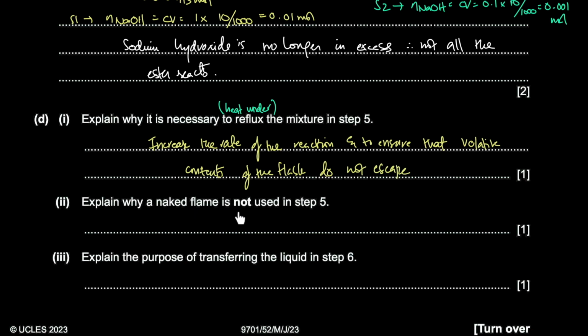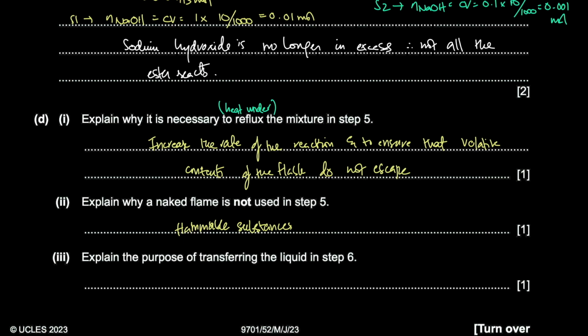Explain why a naked flame is not used in step 5. The reason we don't use a naked flame is because we have flammable substances being heated.